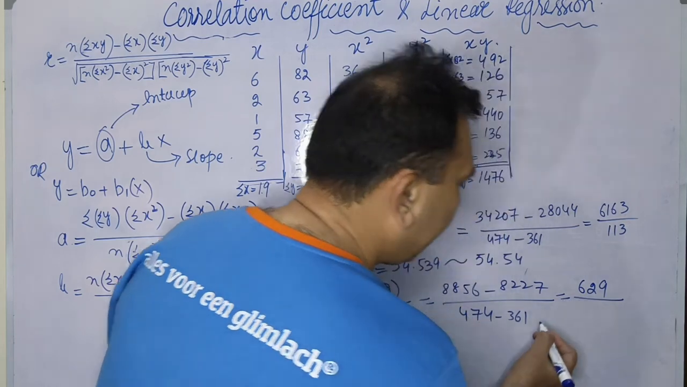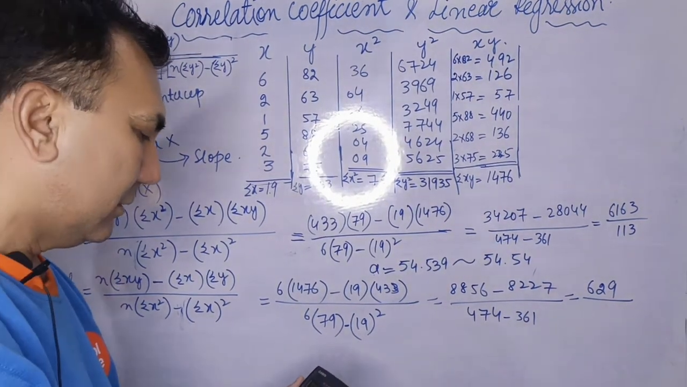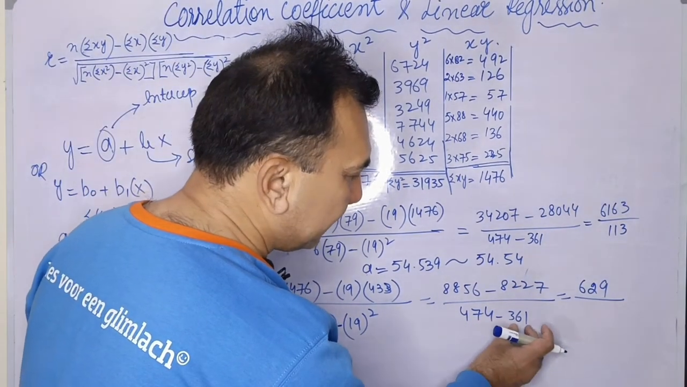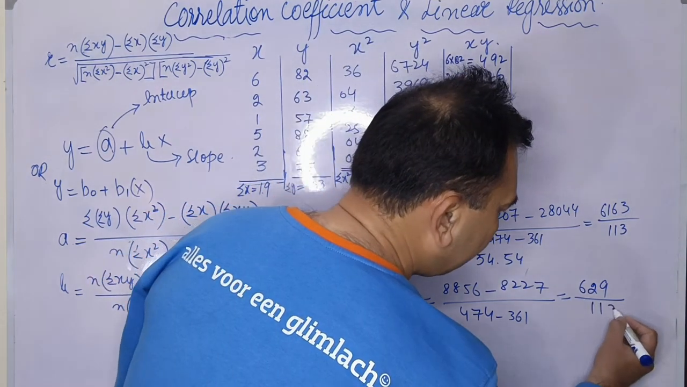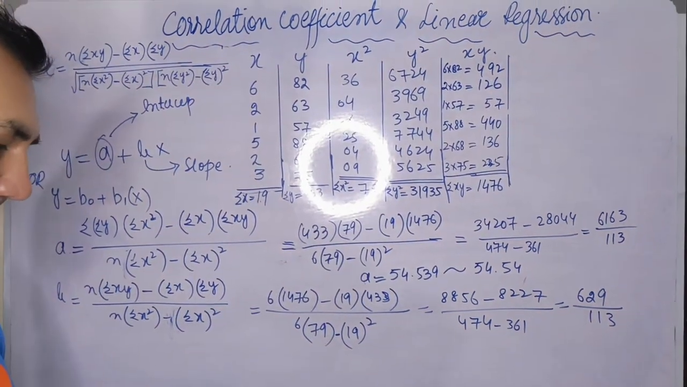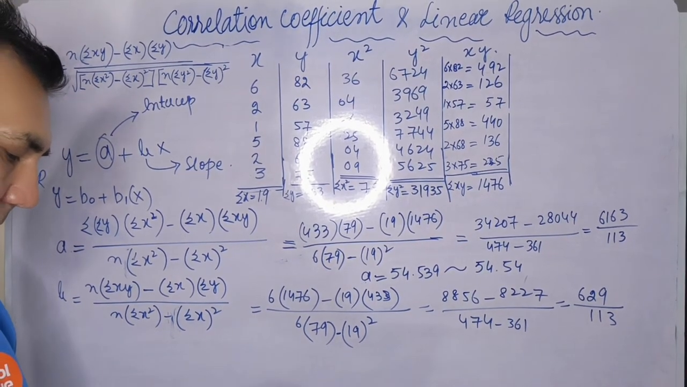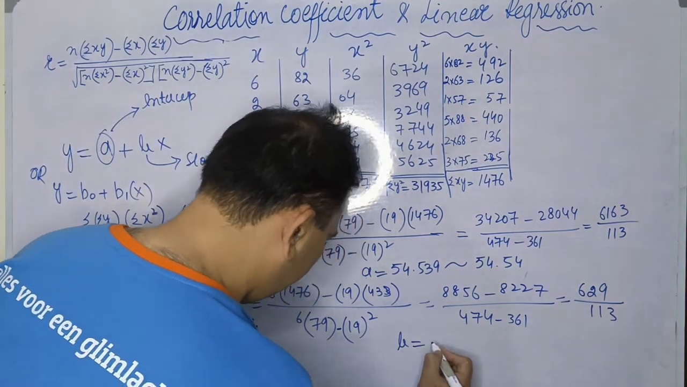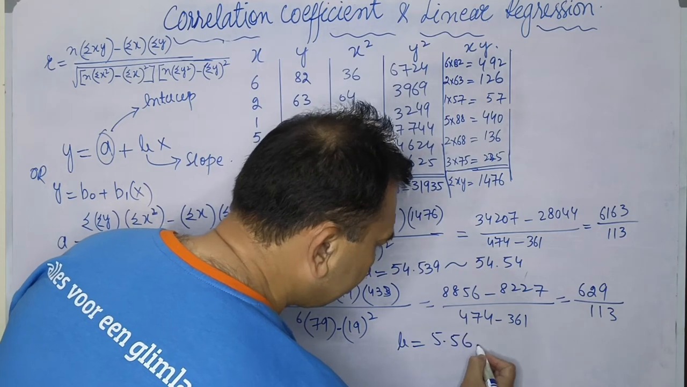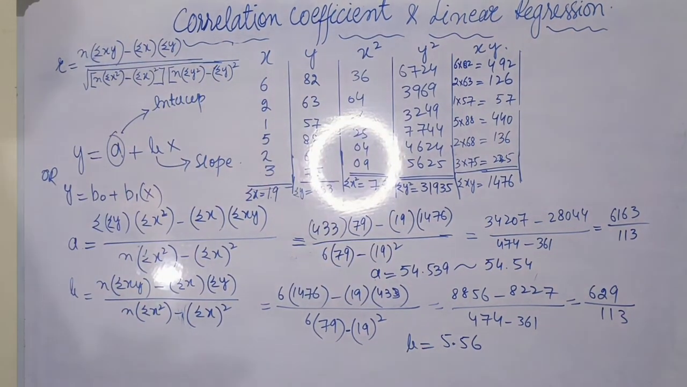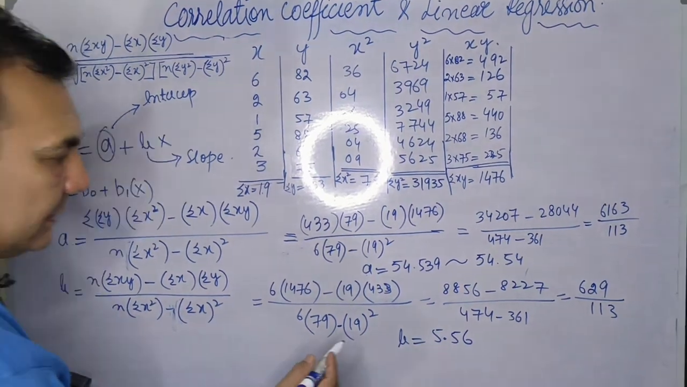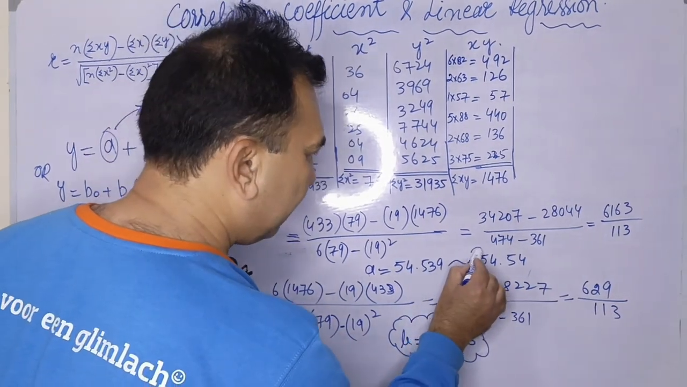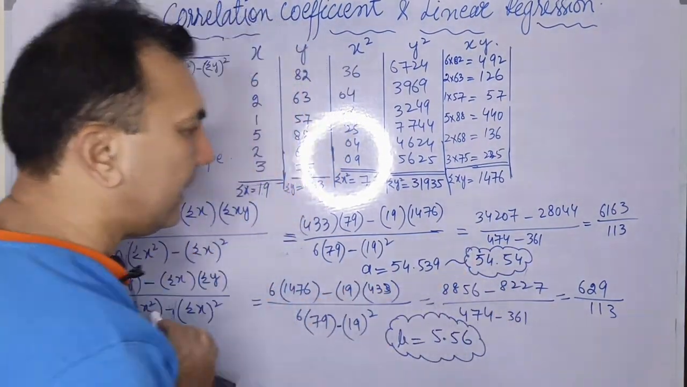626, same as in the linear regression, in the correlation coefficient. Again, we subtract 361 from 474, which comes to 133. Now we divide 629 by 113, and the result for B comes to 5.56. Okay, 5.56. This is the value of B, which is the slope, and this is the value of A, which is the intercept.